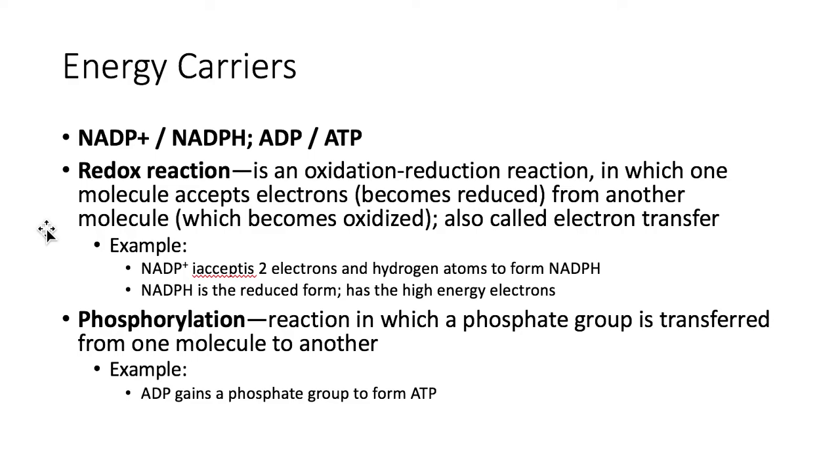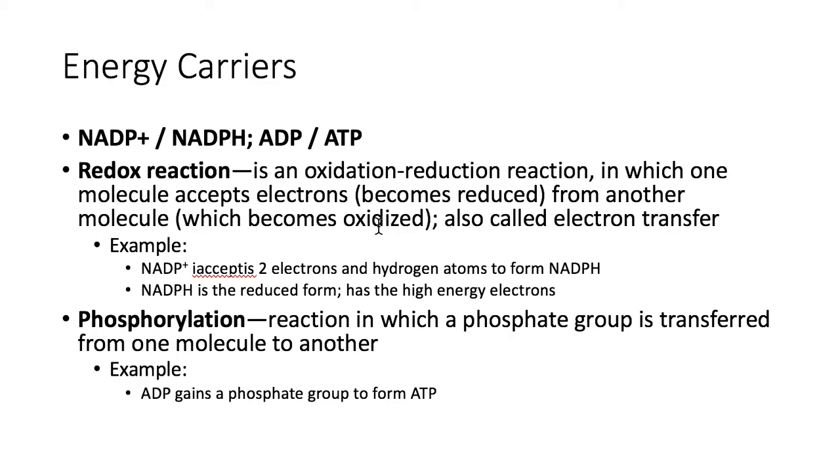So redox reaction is one type of reaction. It's an oxidation reduction reaction. And what that means is that one molecule accepts electrons, which means it becomes reduced. We call it reduced when it accepts extra electrons, which have a lot of energy in them. Okay, so you want to think of the reduced version as something with a lot of energy. And it accepts these electrons from another molecule, and that molecule becomes oxidized. That is going to give up its electrons.